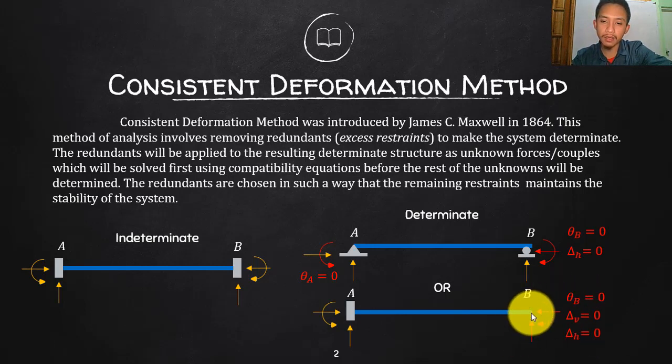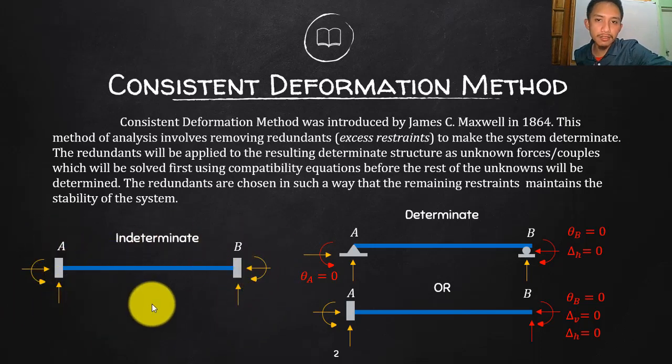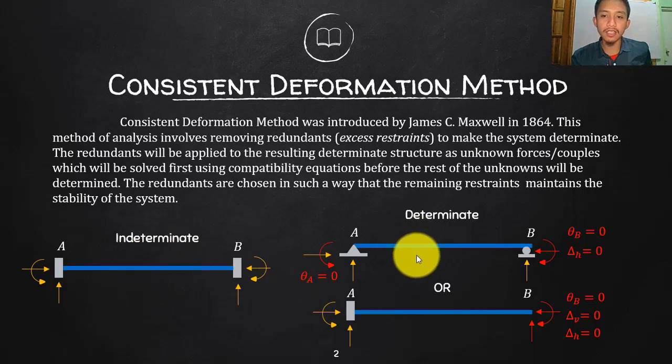and then we will solve these three redundants, apply them as a load, including your external loading. We will solve the three remaining reactions, and those will be the reactions of the entire original structure. Okay, so that is the consistent deformation method. So what I was saying a while ago is that in choosing your redundant, you should also consider that the resulting determinate structure should be stable.